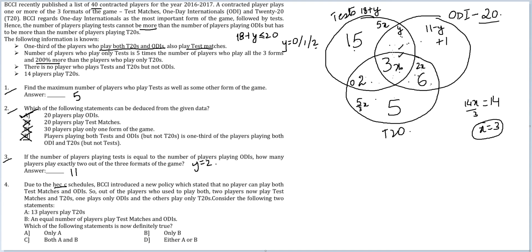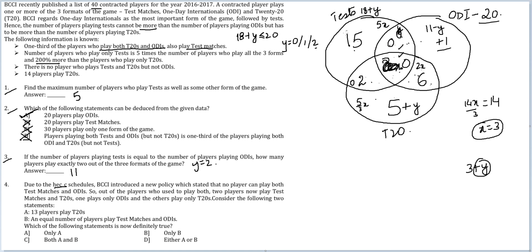See, the total number of people in these two regions together was 3 plus y, of which 2 have gone here, 1 has gone here. So y people are left, and these y people will now play only T20. So y has come here. This region is now 0. This region is now 0.